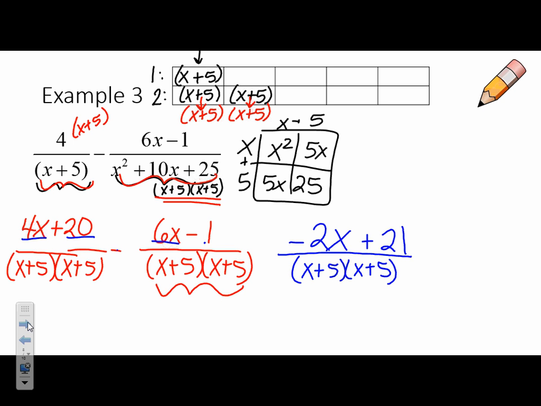Is there anything I can do to the numerator? Like, can I divide out a negative 2 or divide out a negative 3? Not really, so I'll just go ahead and leave it. That's my final answer.